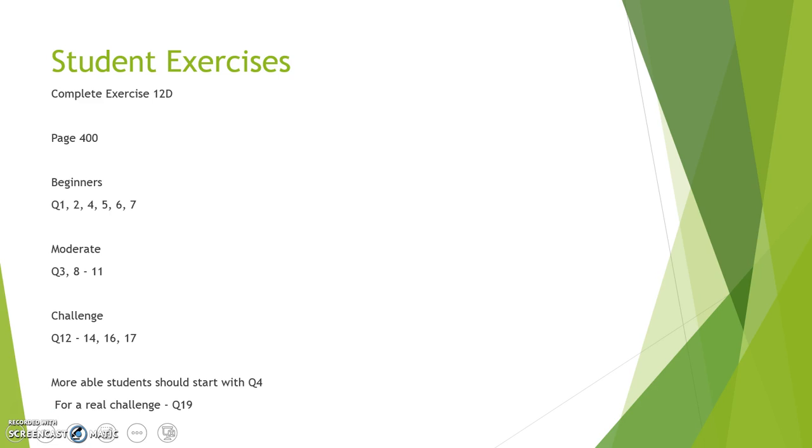As before, there's a variety of questions for you to try. You have, for beginners, straight single shape questions or simple shapes. Moderate questions are where I'd expect most of us to be starting. They have slight variations or they're more complex objects. And then you've got your challenge questions, which is where I'd like everybody to be getting up to. For those who want a real challenge, question 19 is fantastic to have a go at. Enjoy!